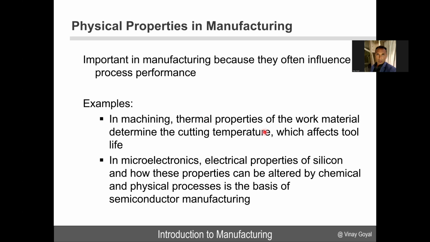So let's continue to microelectronics, right? The electrical properties of silicon and how these properties can be altered by chemical and physical processes are the basis of how semiconductor designs work in manufacturing. So these two areas are examples of the importance of physical properties in manufacturing processes.